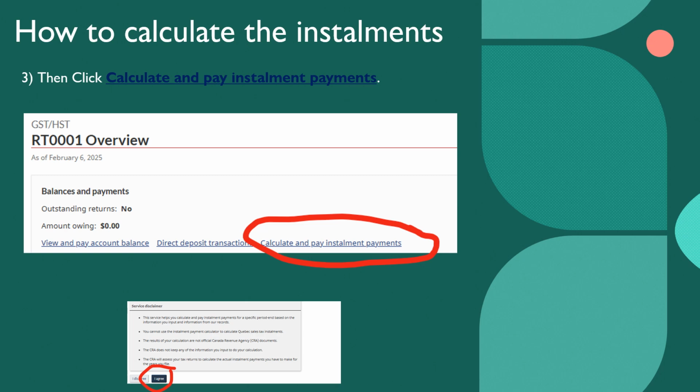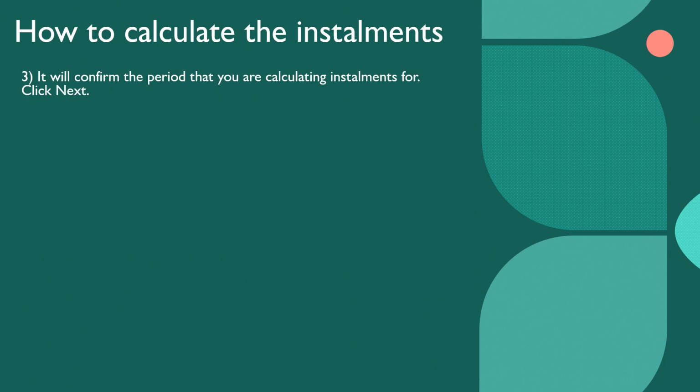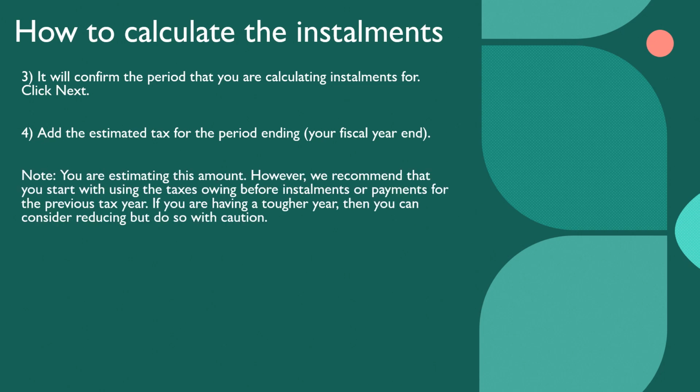On the next screen, it will ask you to check off the disclaimer, so you'll have to click I agree before you go into the tool. How to calculate the installments: it will confirm the next period that you are calculating installments for. So you're going to click next.